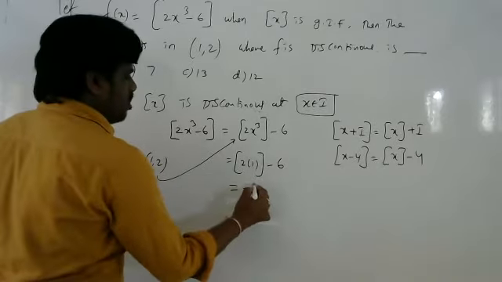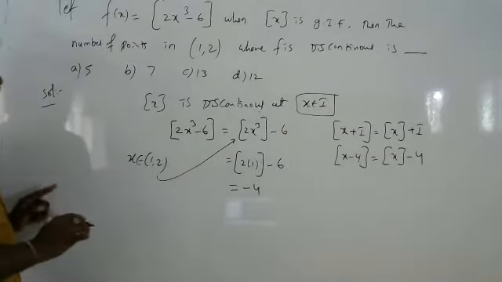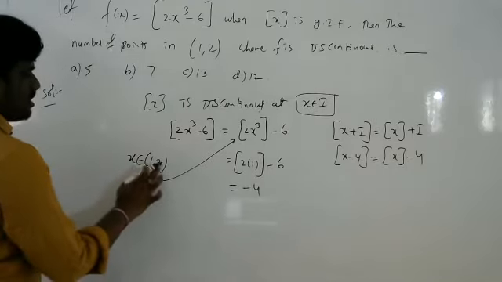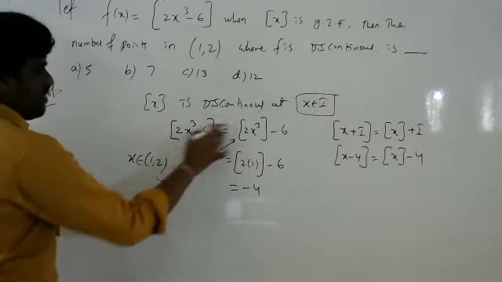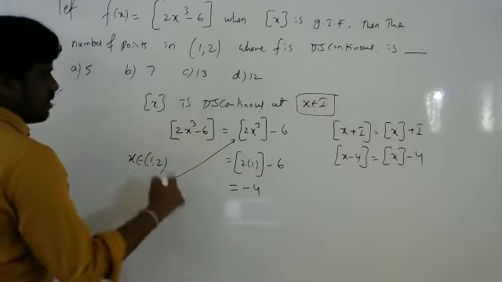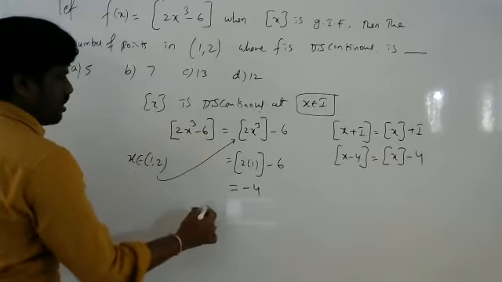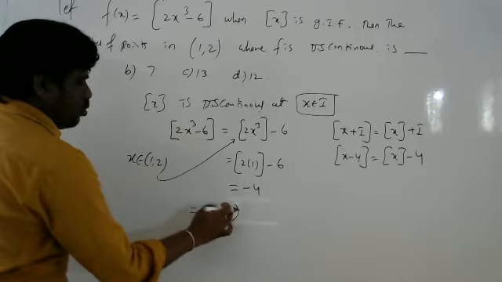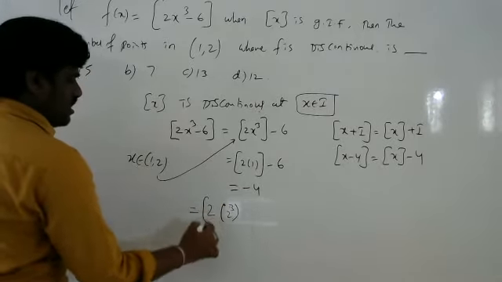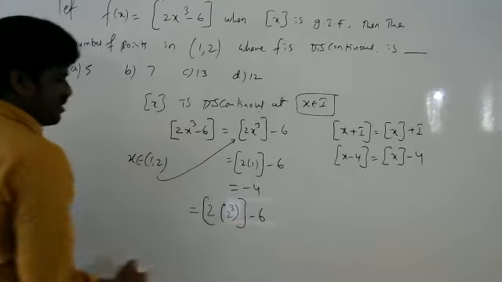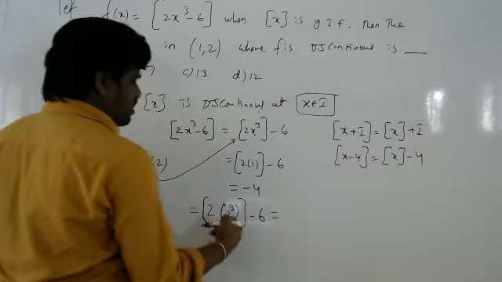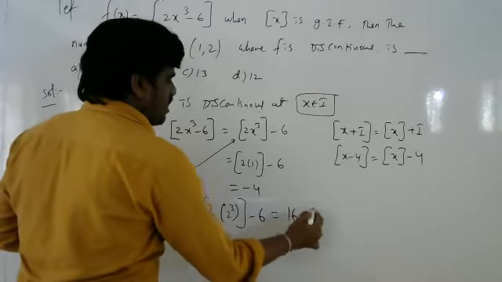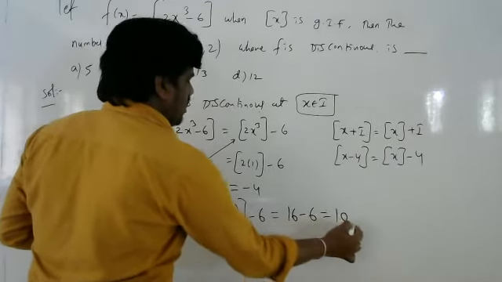2 minus 6, how much am I going to get? Minus 4. The result is minus 4. If I substitute x equal to 2 in this, what am I going to get here? I am going to get 2 into 2 cube, greatest integer, minus 6. 2 cube value is 8, 8 twos are 16, 16 minus 6. So this answer is 10.